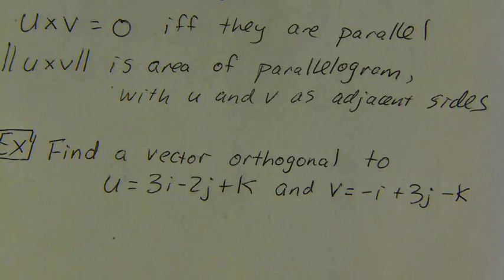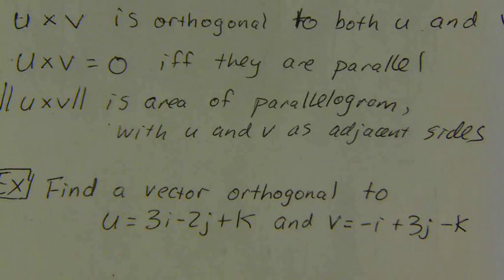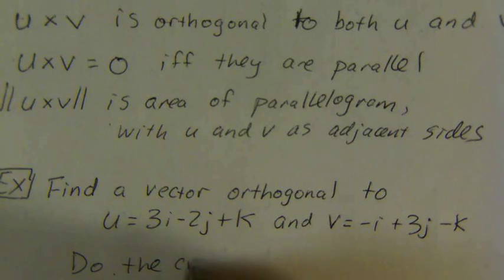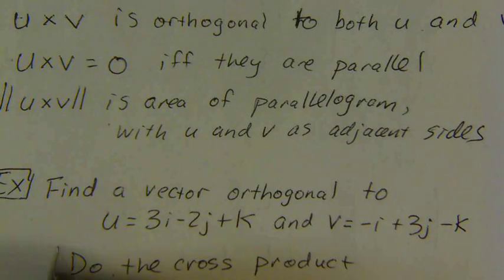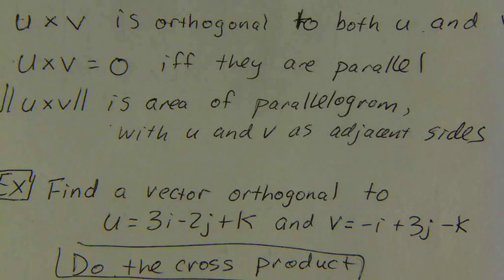What would we do if we have a problem like this, given the properties that you wrote down above this? We'll just do the cross product. Okay, so I'm just going to write that down. I'm not even going to do this problem. I'm just writing it as a note so you know what to do. Do the cross product and you'll have the answer. So if they just ask you for an orthogonal vector, that just means do the cross product and you'll get the answer.